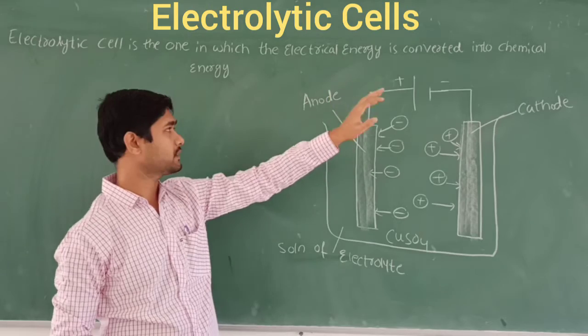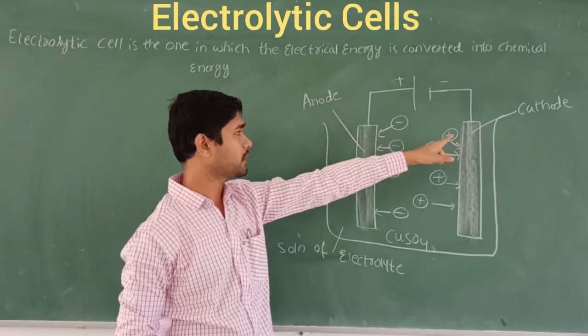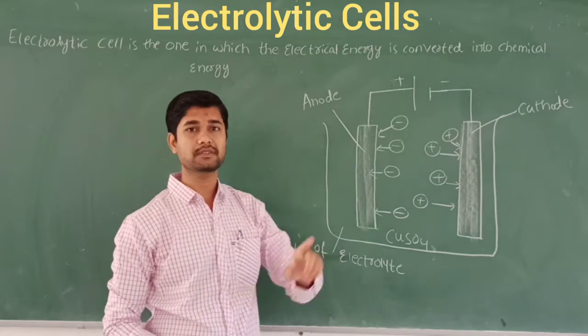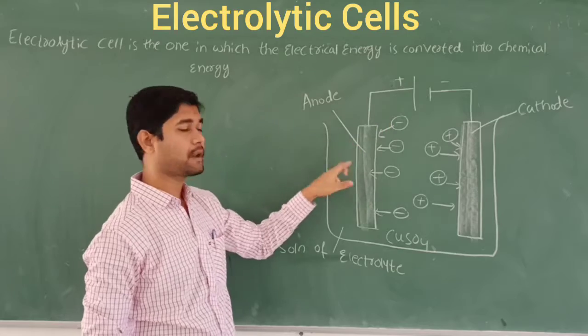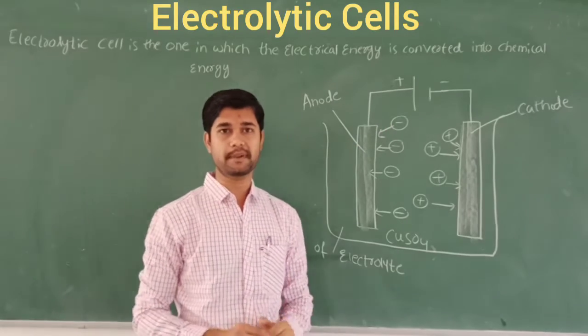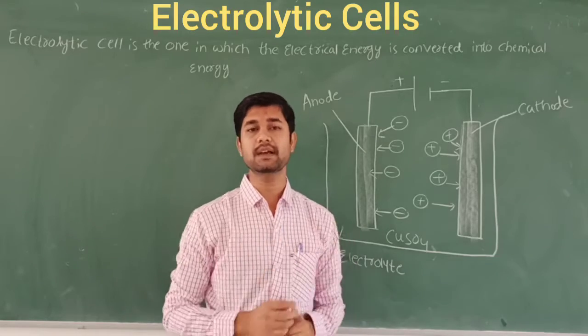The battery contains a positive and a negative terminal. The negative terminal is connected to the cathode, where reduction always takes place, and the positive terminal from the battery is connected to the anode, where oxidation takes place. Oxidation means loss of electrons; cathode means reduction, gain of electrons.